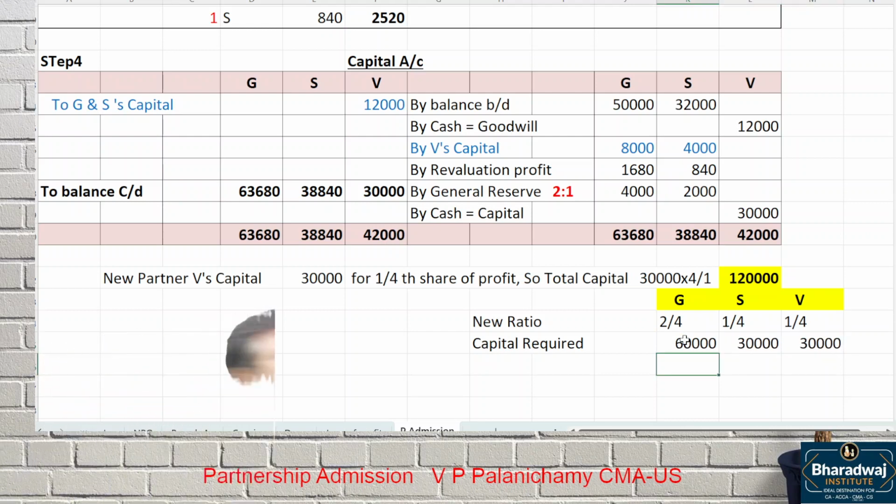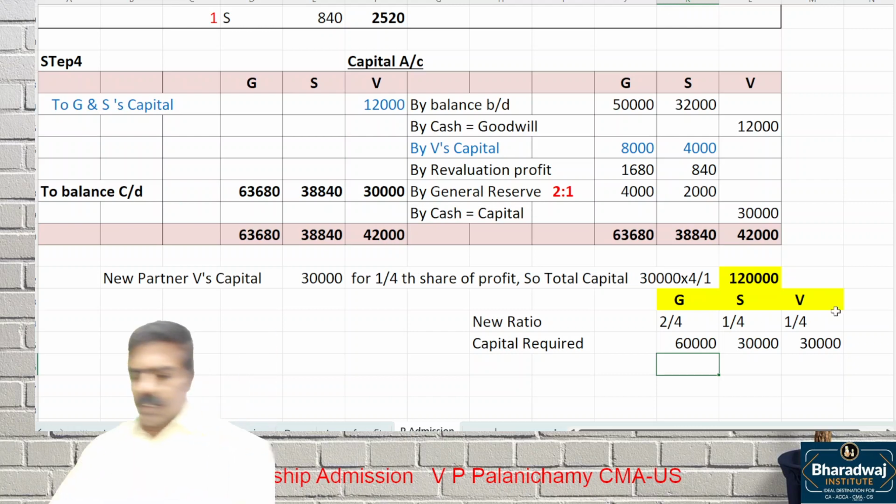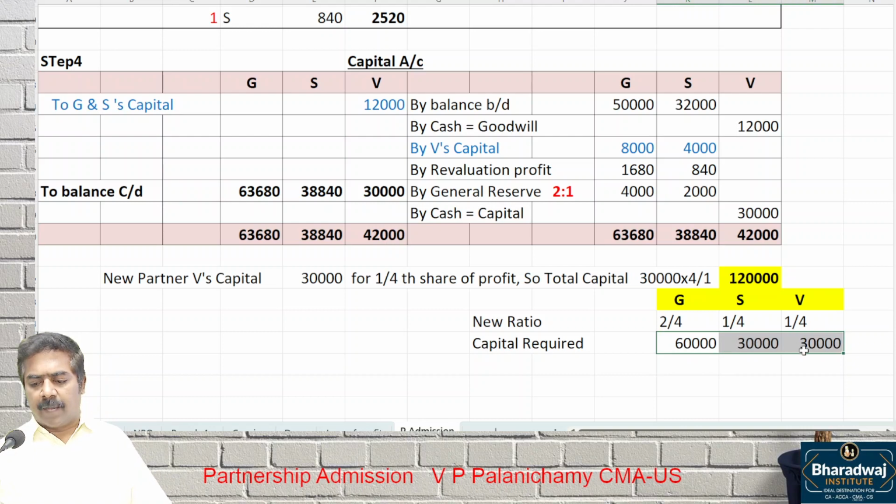Once again, what is the capital required? What is B's capital? 30,000. If 30,000 is 1/4, what is the full capital? 1,20,000. To be in which ratio? 2:1:1. 60, 30, 30 should come. But look at the actual capital. 60, 30, 30 is the capital required.